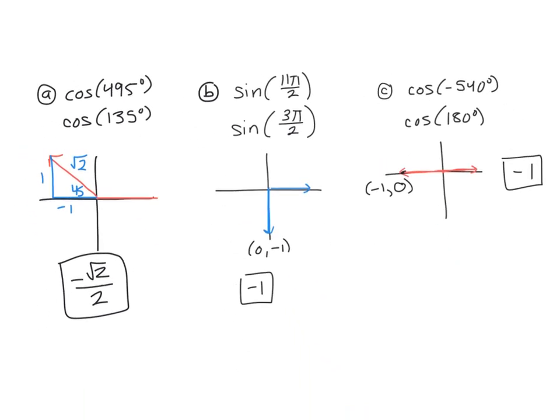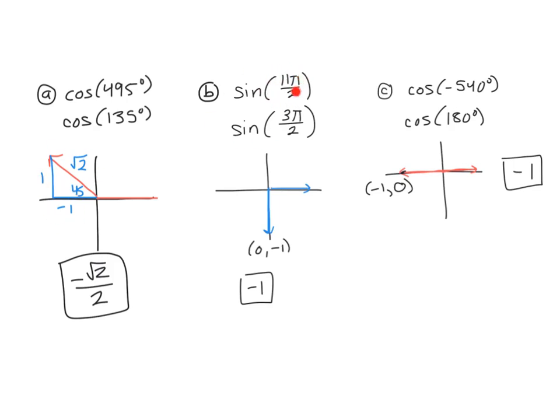Okay, so here, the first thing I did was I rewrote 495 degrees as 135 degrees. Just subtract 360 to find a coterminal angle. So 135, your reference angle is 45. It's in quadrant 2, so it's negative. And cosine of 45 degrees is root 2 over 2. Or draw a picture and make a special right triangle.